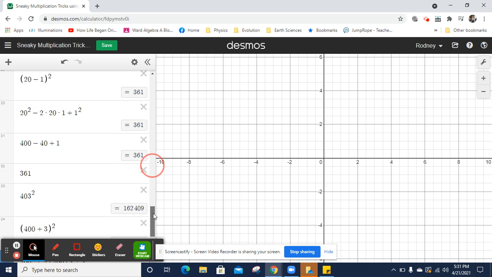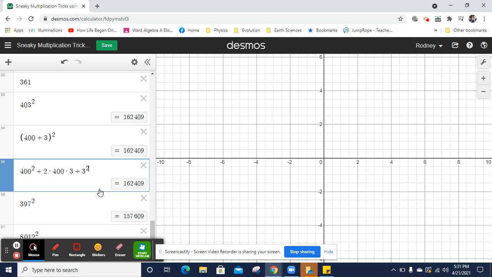Okay, so let's go back down to our calculation space. So I've got this. I'm going to copy paste this to the next one. And 400 squared is going to be 16 followed by 4 zeros, so 160,000. Then 2 times 400 times 3. Let's just focus on the 2 times 4 times 3. That's 8 times 3 or 24, followed by 2 zeros. So that's going to be 2,400. And then 3 squared is just 9.